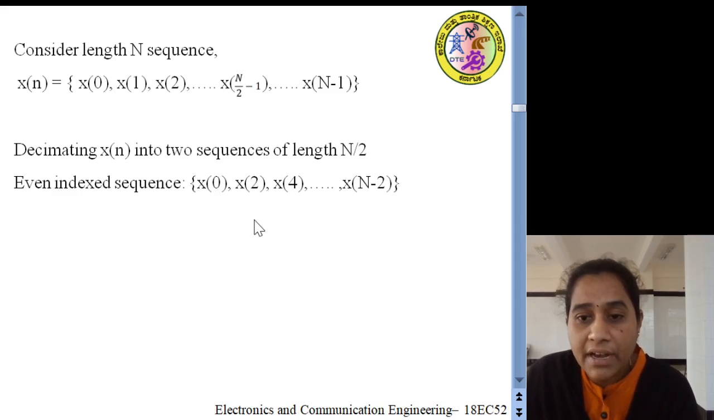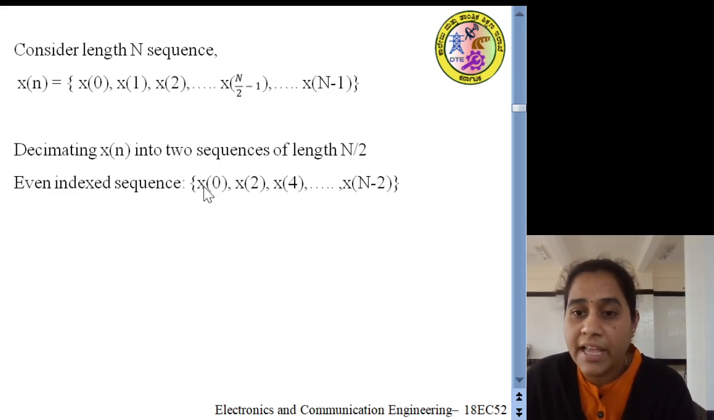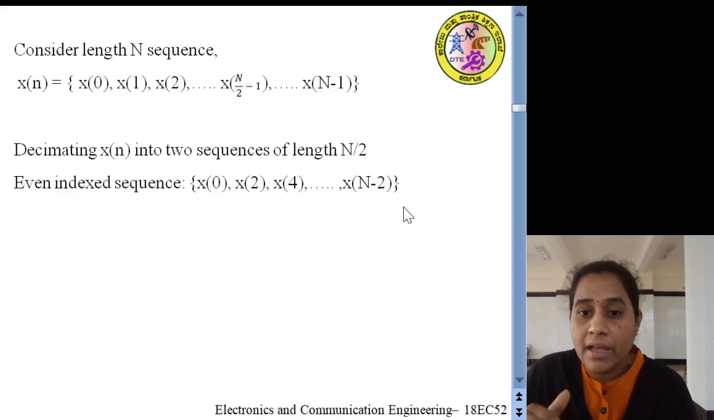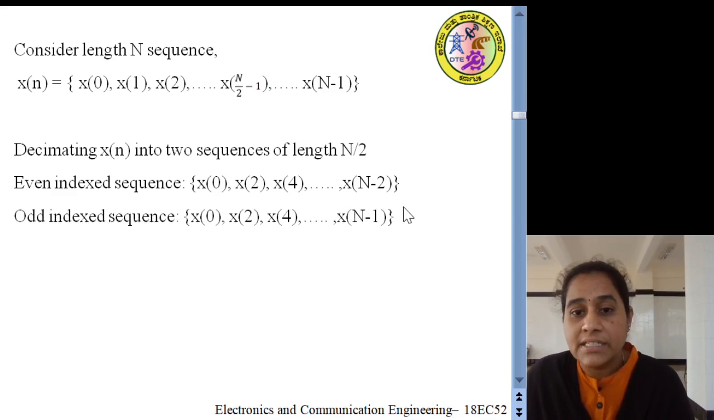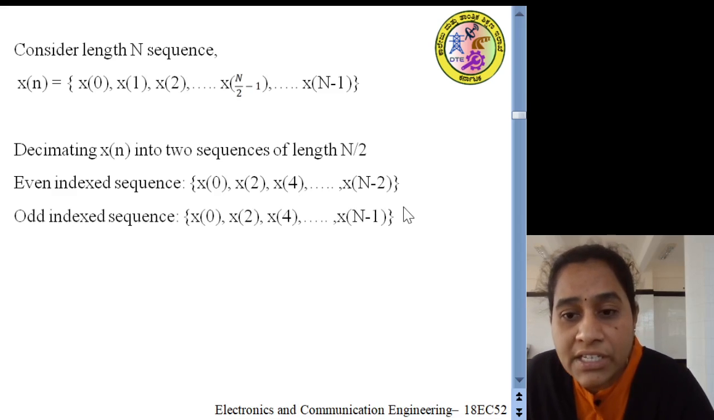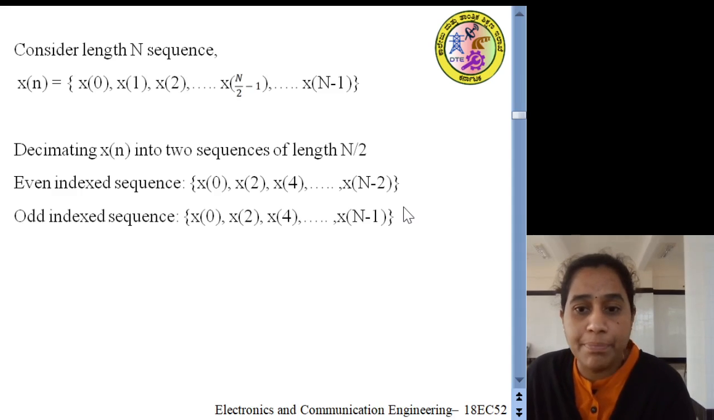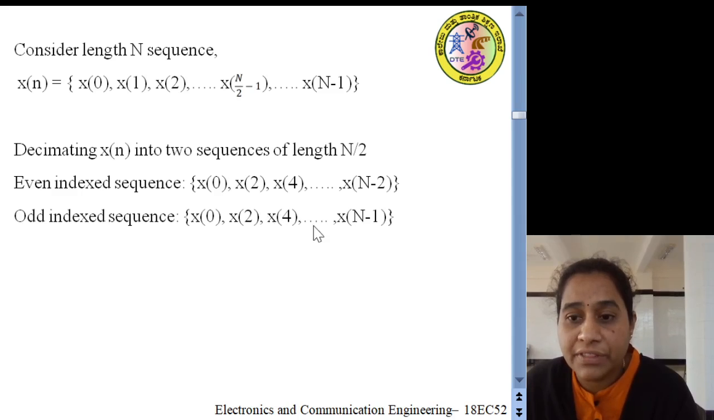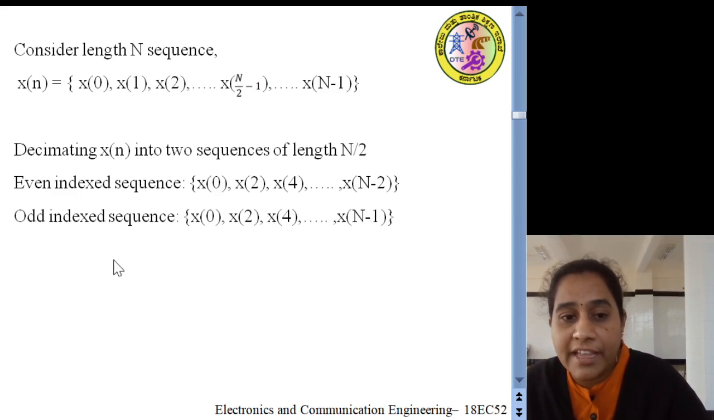So observe, the even index sequence we got here is x of 0, x of 2, x of 4 up to x of N minus 2. Similarly, the odd indexed sequence has the samples x of 1, x of 3 up to x of N minus 1.